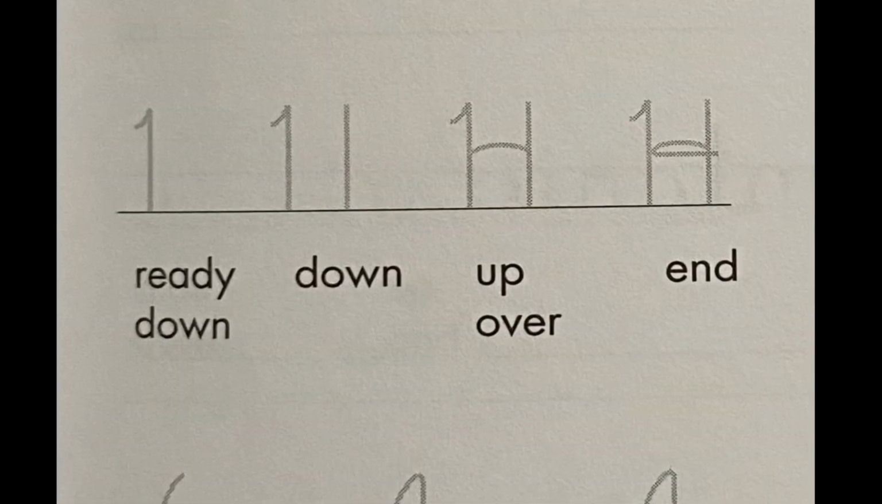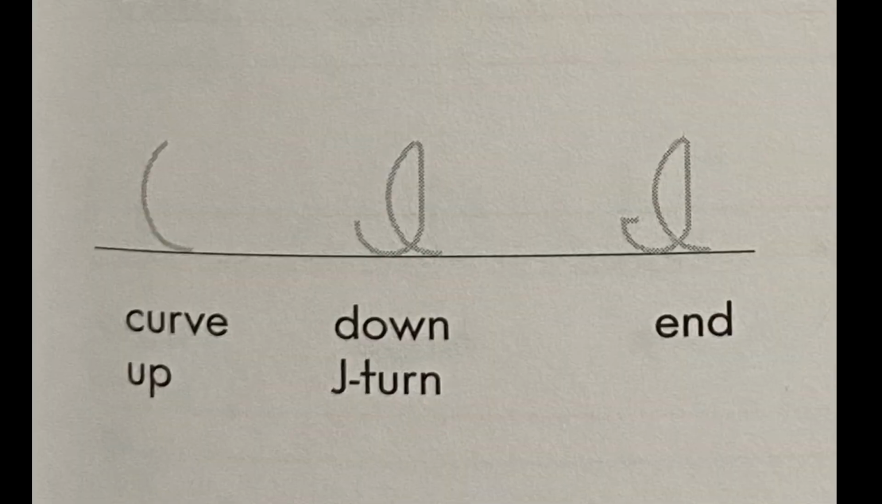Big J turn, much like in our capital F, and then you end on the side. Capital H, ready, down, add another line down, and then make an up and over to end and close your H. Capital I, we start by curving up. Bring it back down, include that J turn and a little line across like you did for the capital G to show that it is a completed capital I.